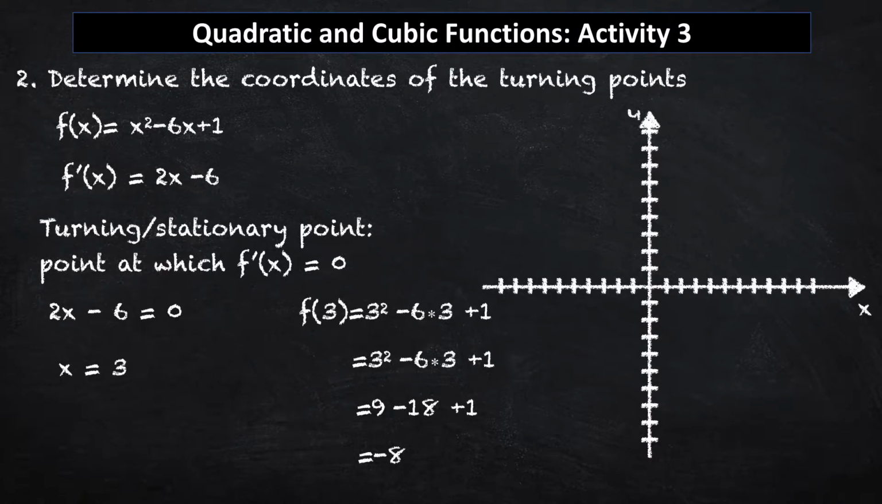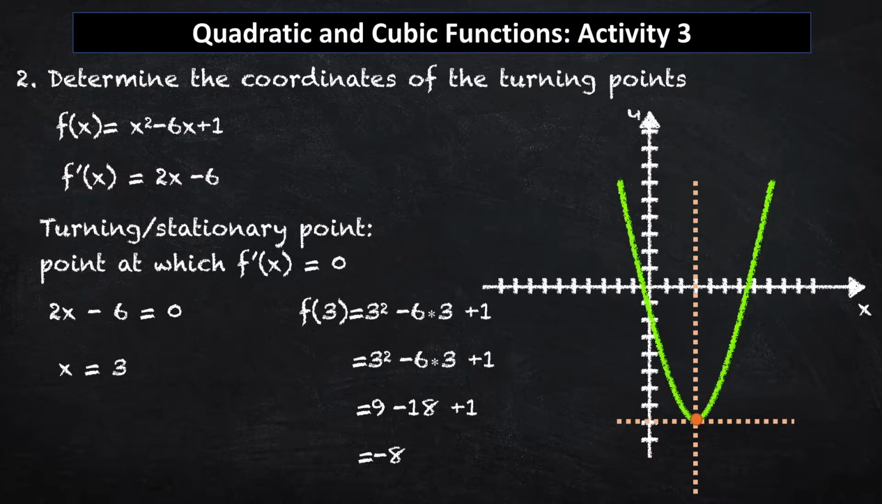So we draw the Cartesian plane. The turning point is x equal to 3 and y equal to minus 8. So it is the point that is shown with the circle. And this is just a sketch of the function that is concave up. Now we do exactly the same with the other two functions.